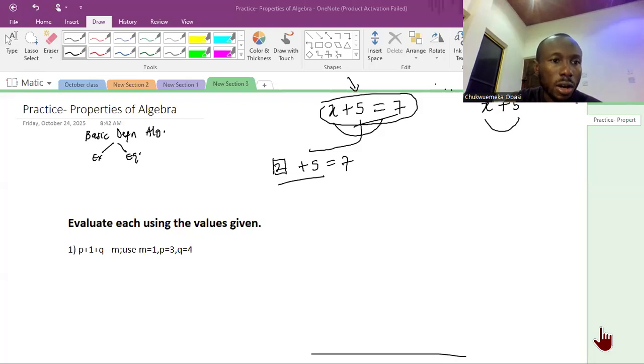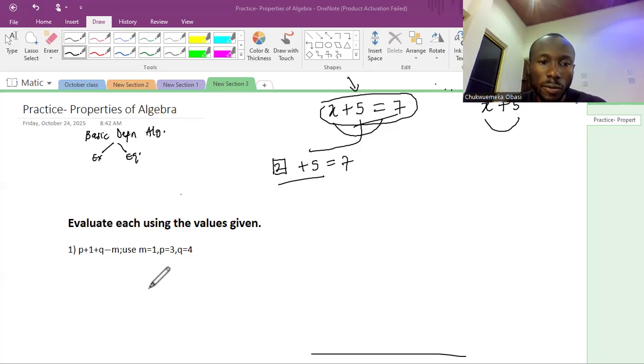Perfect. Okay, so we have the very first question on the screen. It says, evaluate each using the values given. So we are having an algebraic expression. We want to evaluate the algebraic expression. You already know what is an algebraic expression. Those algebra statements that have no equality sign. So we're given an algebraic expression and they want us to evaluate them, giving the values of the unknown variable.